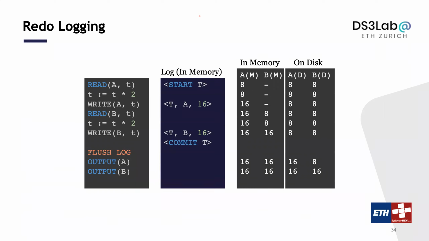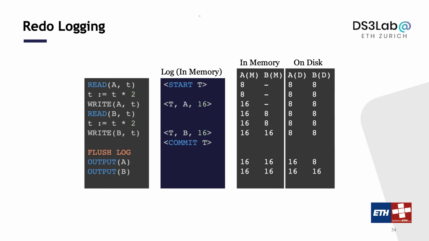Let's follow this step by step. Again, we have a transaction dealing with two objects, A and B. If you look at the log, I have my start record at the beginning of the transaction. Whenever you want to write something, I put a log record here. I say, okay, transaction T brings A to 16. And then if you want to write B, I say, transaction T wants to bring B to 16. And then, when it says it's done, I put one record in my log saying commit T, T committed. I flush my log, and then allow the transaction to commit.